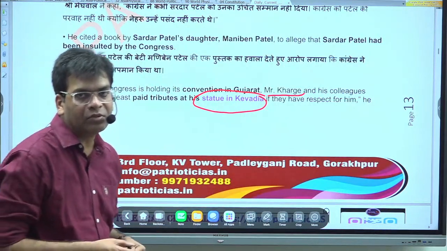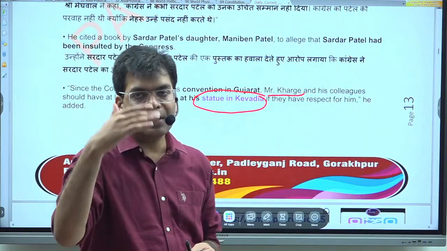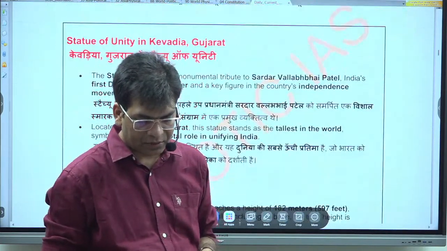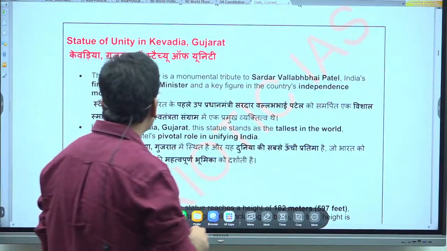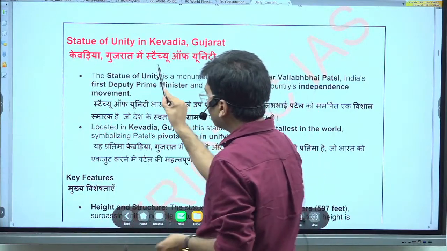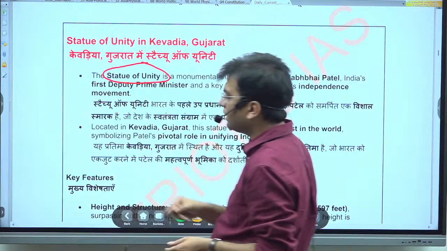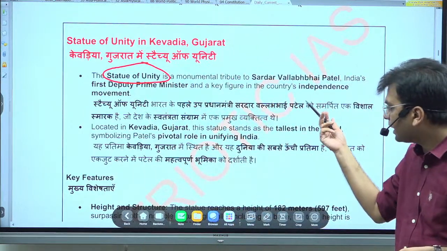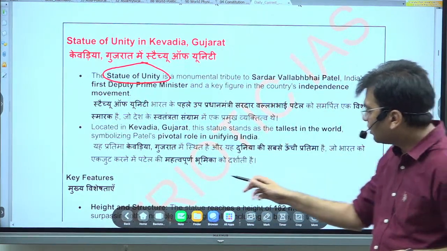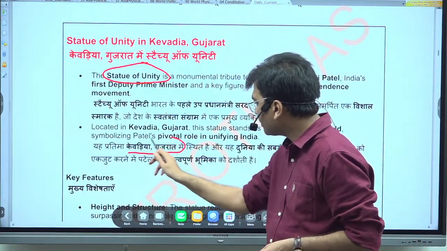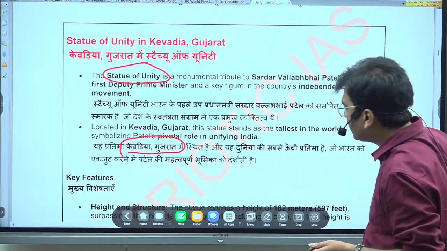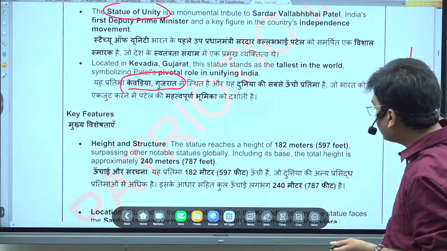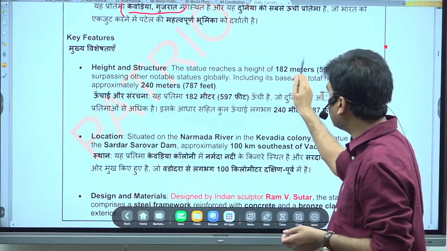So what is the Statue of Kevadia? That is the highest statue, the highest infrastructure that we have created. It is also known as the Statue of Unity, and it is situated in Kevadia, a district in Gujarat. You should know that this is the highest. The height is 182 meters.